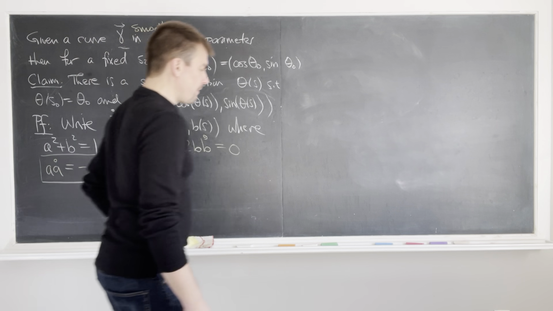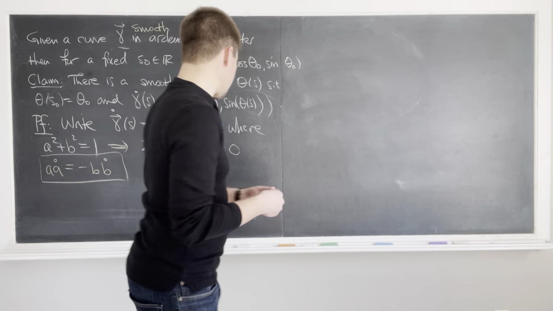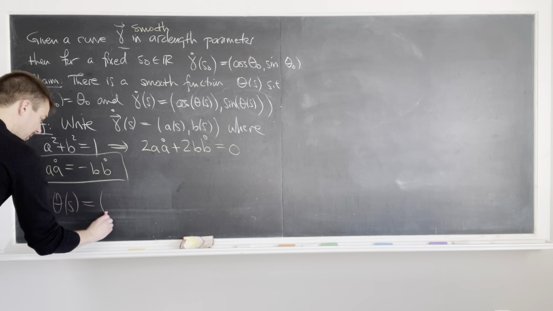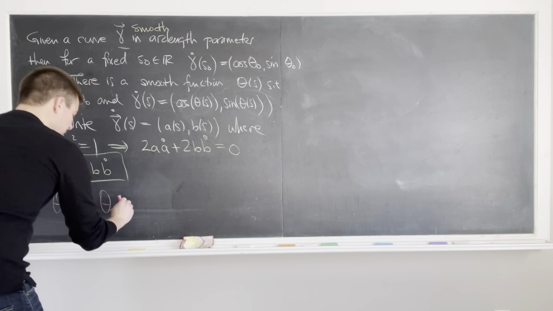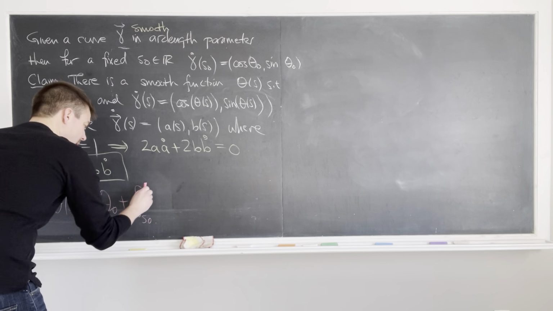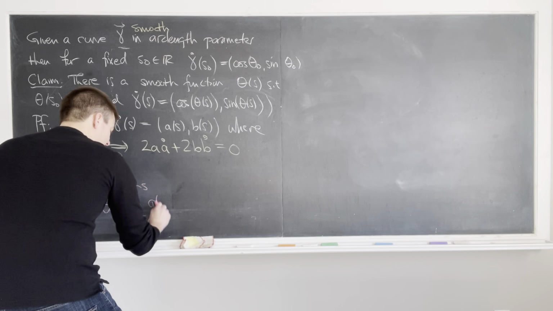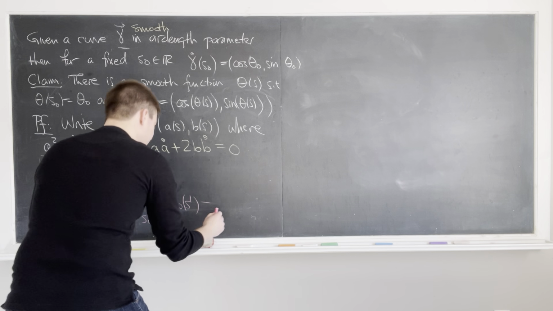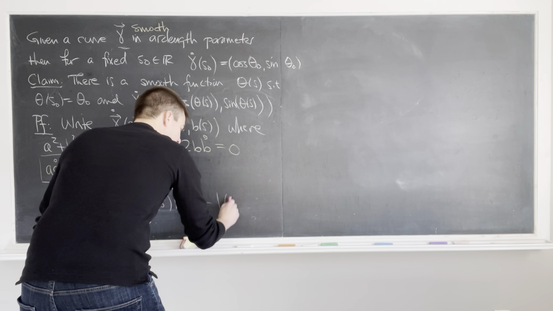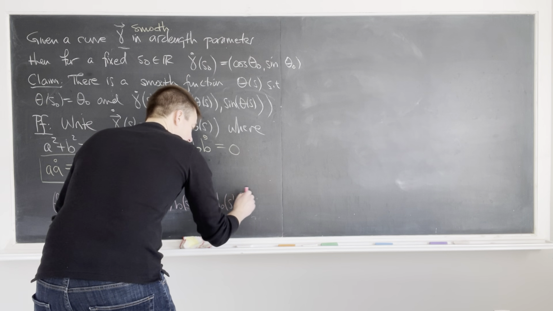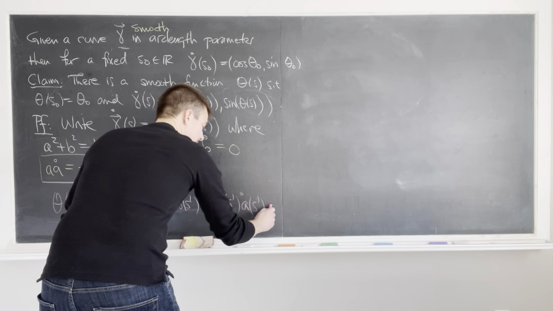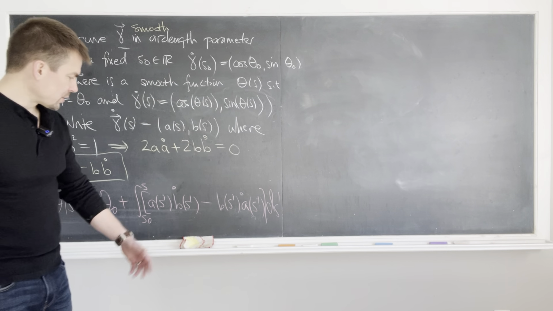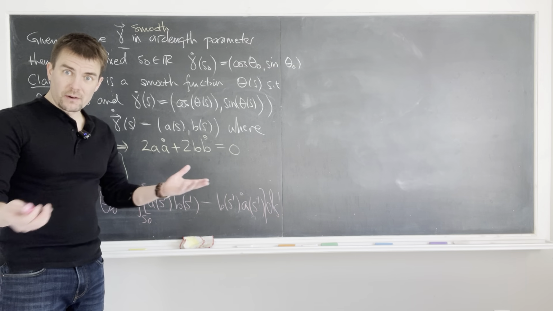And so now I need to define what this function is going to be. What is my theta of S going to be? So our theta of S is going to be this function over here. So theta of S is going to be theta 0 plus the integral from S0 up to S of A of S prime B dot of S prime minus B of S prime A dot of S prime dS prime, like so.